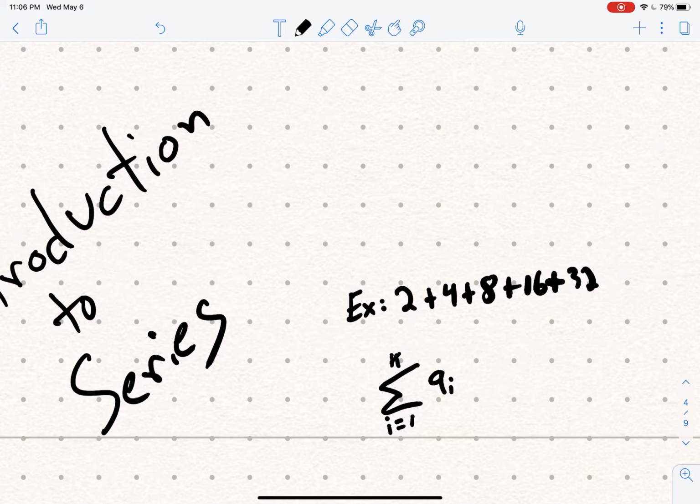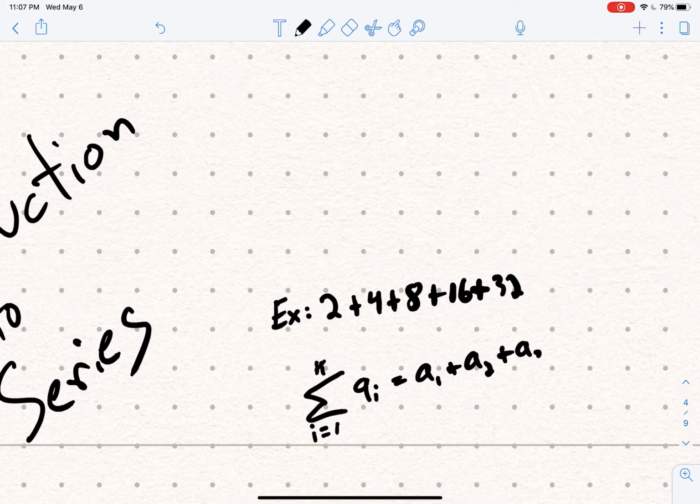At the top and bottom of this sigma, the bottom, i equal 1, tells you the first number to put in for i. So a_1 is going to be the first one. And then it goes up to some number k. So this thing is equal to, first we put in 1 to get a_1, then we put in 2, a_2, a_3, plus dot, dot, dot, plus, and we go up as far as k. So this is the shorthand way of writing something like this.